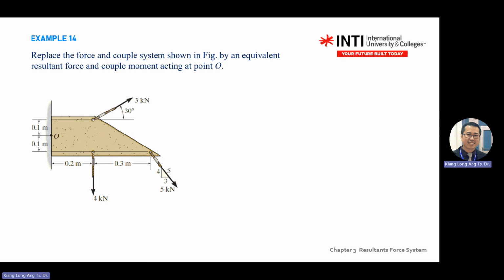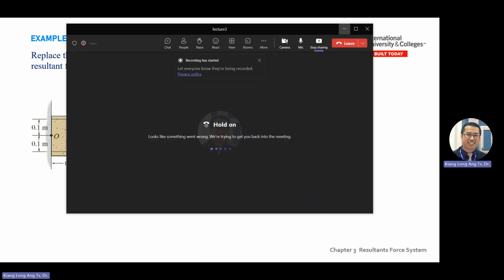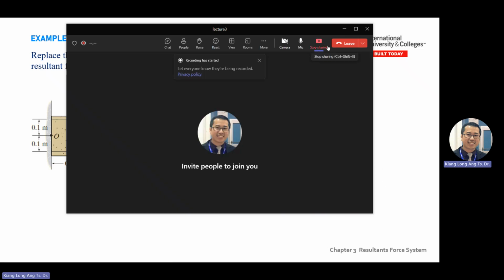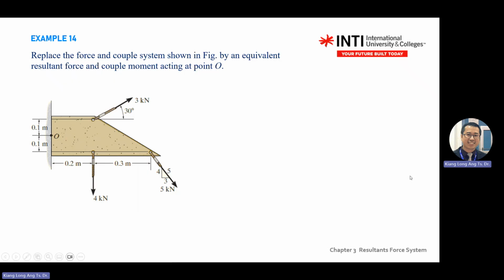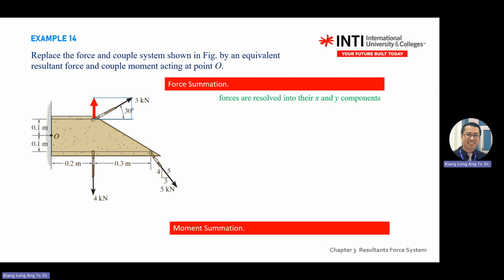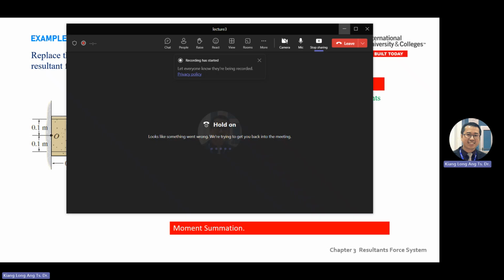You are given three forces. You need to transfer all these forces to here, by writing the two equations. So you need to do two procedures. One is force summation. One is moment summation. Means you group all the forces together, get the resultant force, and you group the moments together.